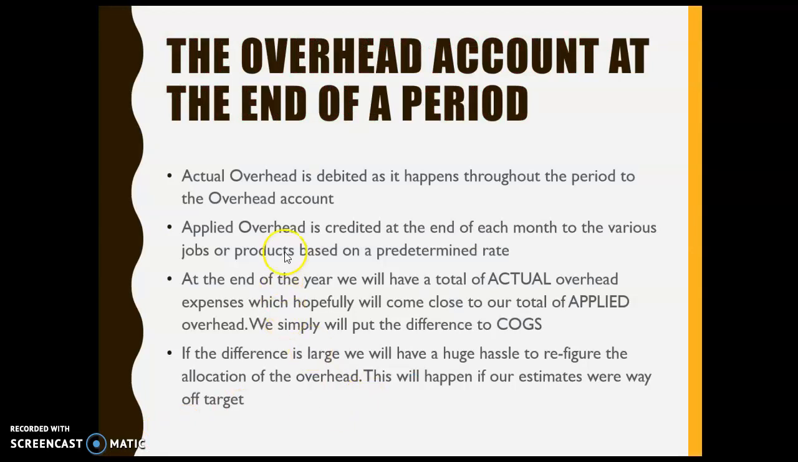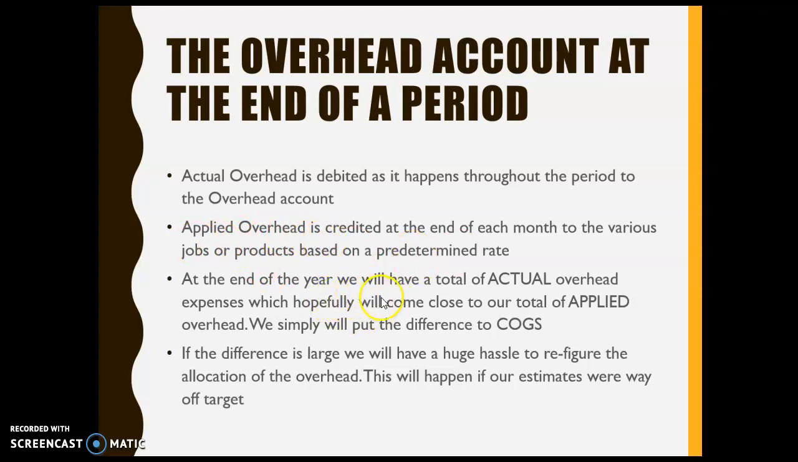Okay, actual overhead, remember, is debited as it happens throughout the period to the overhead account. And as we apply it to the jobs, it's credited to overhead. Typically at the end of each month, we'll look at how many direct labor hours or machine hours or whatever for each job, multiply it by the rate, and that's how much we're going to debit work in process and credit overhead for what we're applying.